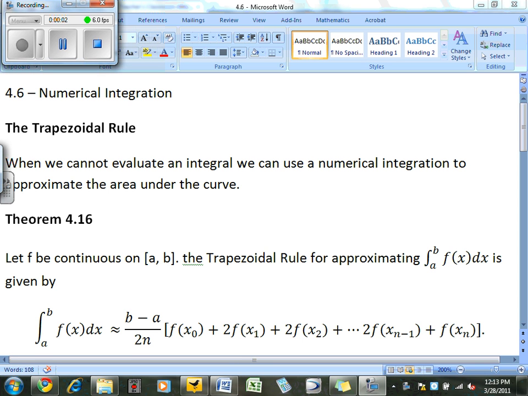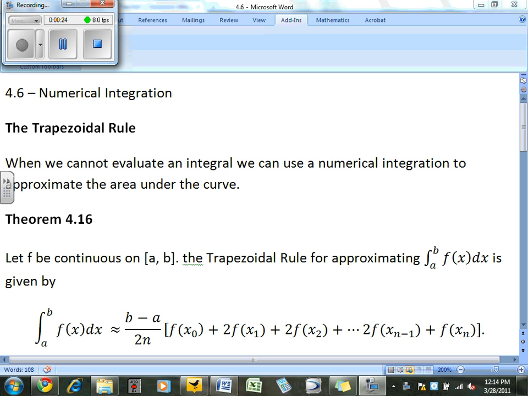Section 4.6, we're going to talk about how we can find or approximate an integral, even though we don't necessarily know how to take the integral. Say we come up to some really hard function, and we just, for the life of us, cannot figure out how to take the integral of that. Well, we can approximate that integral by using what's called the trapezoidal rule.